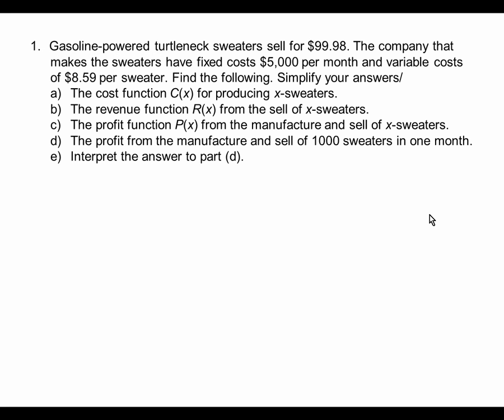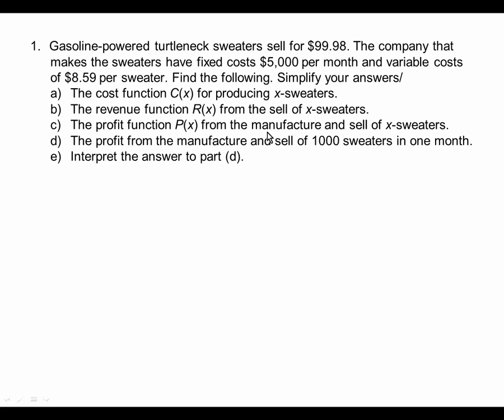Okay, some examples. Gasoline-powered turtleneck sweaters sell for $99.98. The company that makes the sweaters has a fixed cost of $5,000 per month and a variable cost of $8.59 per sweater. Find the following. Simplify your answers. In part A, you're going to find the cost function C of X for producing X sweaters. Now all this is per month since we're given the fixed cost per month.